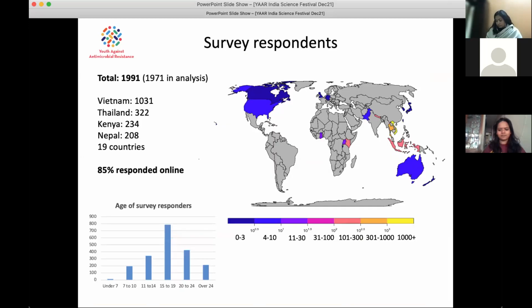So just a very quick summary, we had almost 2,000 respondents by the end of the data collection. Most of the respondents came from the 4 countries that we were working in, but there was another 15 countries as well who contributed respondents. And the biggest age group of respondents were in the 15 to 19-year-old age group, but this corresponds to the youth working groups. And so we really feel that it was to do with peers sharing the survey on their social media networks that got these responses.